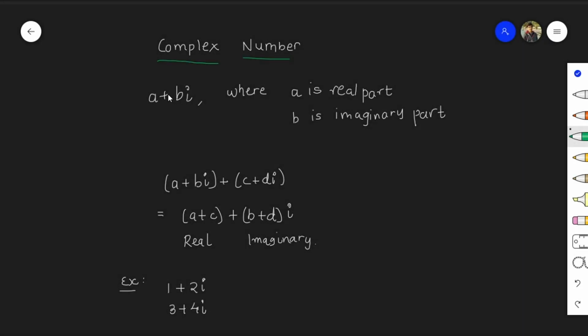Hello everyone. So today we are going to talk about adding two complex numbers. For example, what is a complex number? A complex number is a number which can be represented in this form a plus bi, where a is the real part and b is the imaginary part.